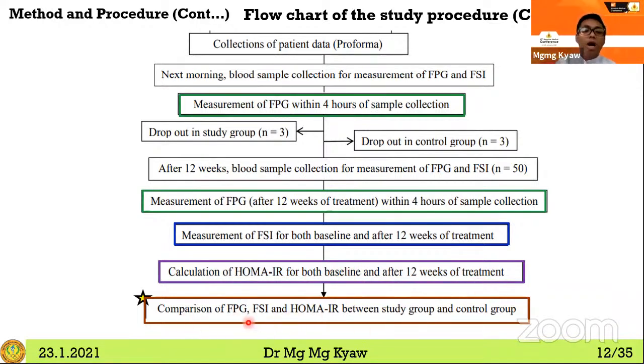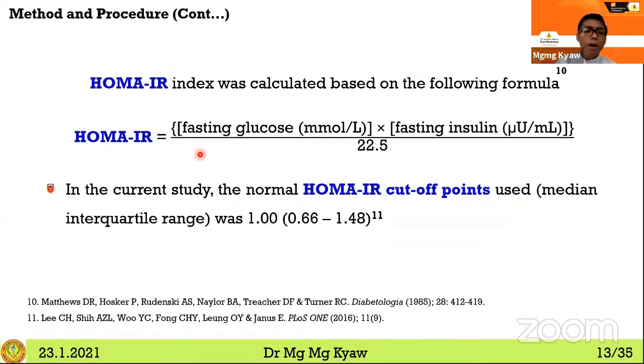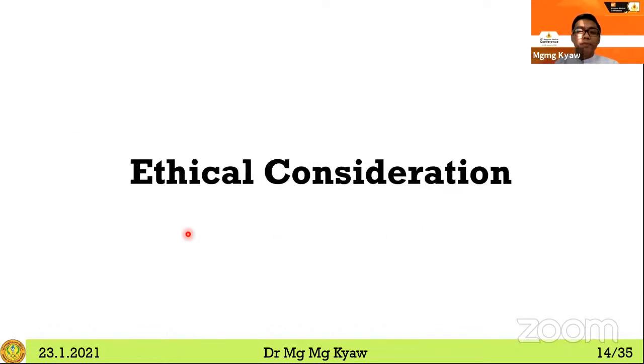This slide shows the objective of the study. Comparison of fasting plasma glucose, fasting serum insulin, and HOMA-IR between the study group and control group was done. This is the HOMA-IR index formula. In the current study, the normal HOMA-IR cutoff point used was 1.